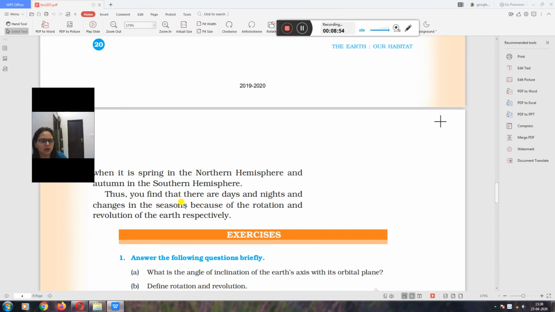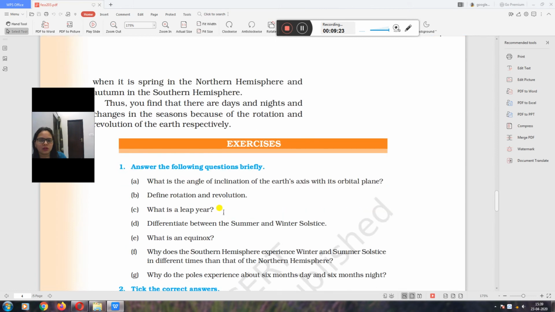When the earth rotates on its own axis, it is known as rotation, and it completes one rotation in 24 hours. Revolution means when the earth revolves around the sun. It takes 365 days and 6 hours. We count the 6 hours for 4 years, and that is why the 4th year is known as a leap year, and it has 366 days. Now your first question is, what is the angle of inclination of the earth's axis with its orbital plane? Yes, 66.5 degrees.